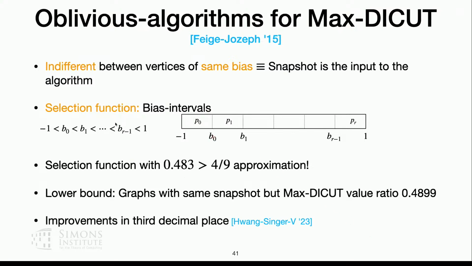I mentioned this here because if the truth is that you can actually achieve half approximation in square root of n space for Max-DICUT, then this is not the way to go about it, because their lower bound shows that using these so-called oblivious algorithms, you cannot really push beyond 0.4899 approximation. So that's another interesting thing.